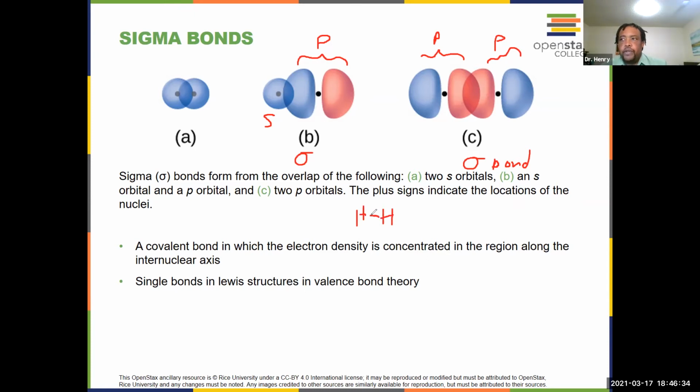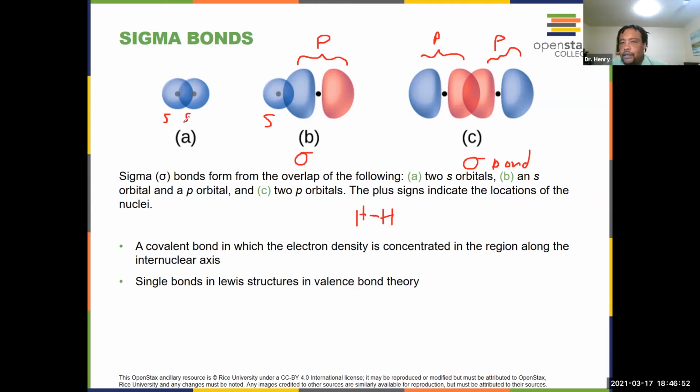This is an example. This bond here is actually a sigma bond, right? That single bond, that overlap between those two. In this case, it would be 1s and 1s. So it would be an example of this guy overlapping. That's an example of a sigma bond.